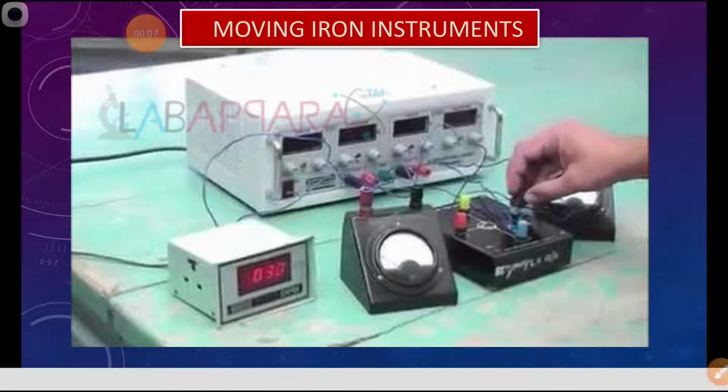Today we are going to learn another important and very familiar instrument, that is the moving iron instrument. This instrument can be used in case of DC as well as AC.